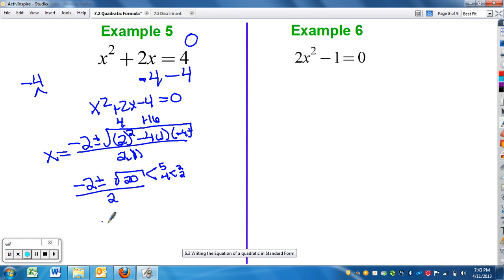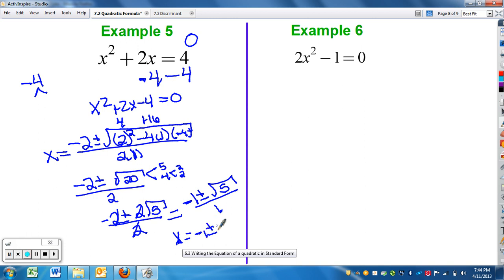So you have negative 2 plus or minus 2 goes outside, 5 stays in. Divide by 2. Look at all 3 outside numbers, they're all divisible by 2. So my final answer is negative 1 plus or minus square root of 5 all over 1. So I don't need that 1, so x equals negative 1 plus or minus square root of 5.